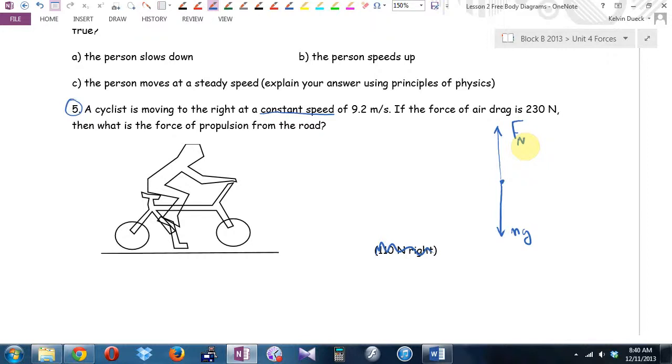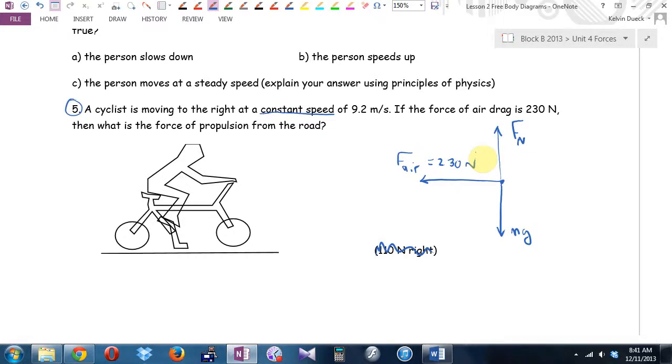Which way do you think air drag would point? Can you give me in terms of left and right, please? Thank you. And they even told me how big it is. They said that it's 230 newtons. And then I underlined a word with you folks. Actually, 2 words. What 2 words did I underline?